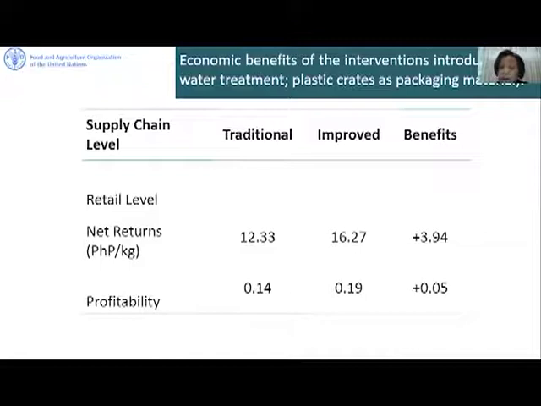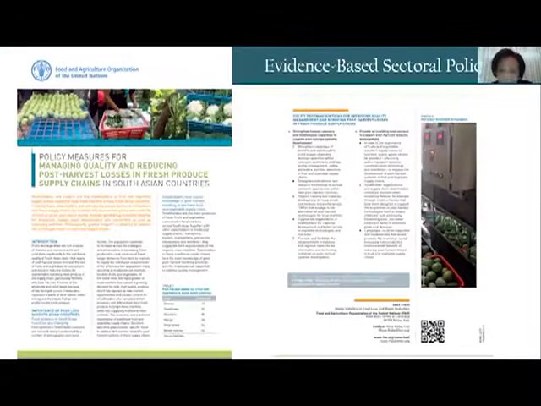Now, the hot water treatment is something that has to be done within the first 24 to 36 hours of harvest of the mango. It's not something that can be done at the retail level. If it's not done within 24 to 36 hours of harvest, you'll still have the problem with the infestations. It's something that has to happen as soon as the produce is harvested, before it starts moving through the rest of the supply chain.